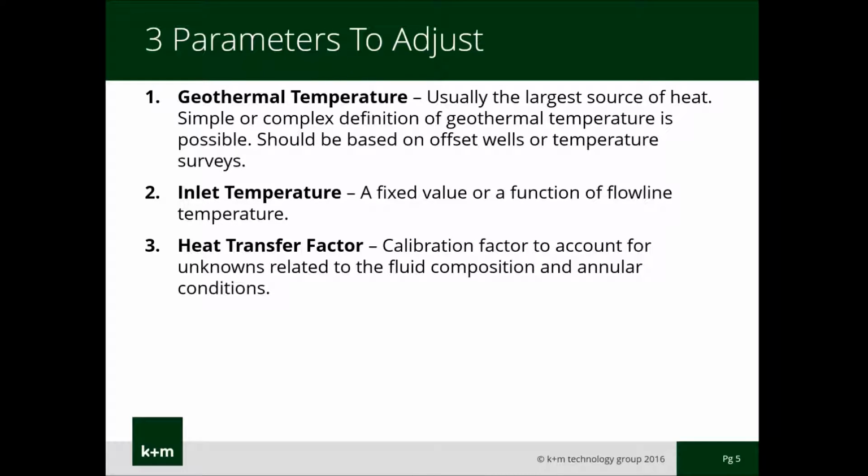Calibrating the temperature model can be achieved by adjusting three different parameters. First off, the geothermal temperature needs to be defined. Since the geothermal temperature is usually our largest source of heat, it is the first place to focus when dialing in the model. The temperature profile can be defined as a simple straight line gradient or using one of ERA's more complex models that takes into account ocean temperature for offshore wells or permafrost for Arctic wells.